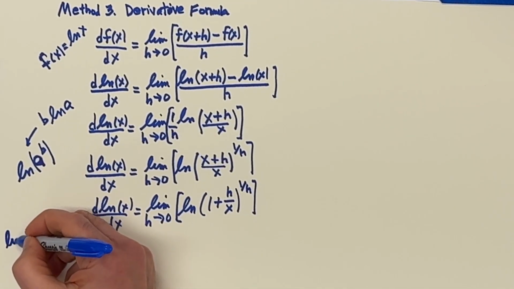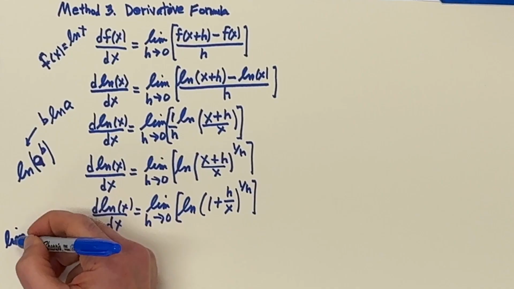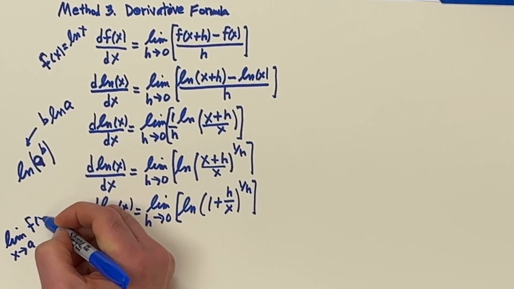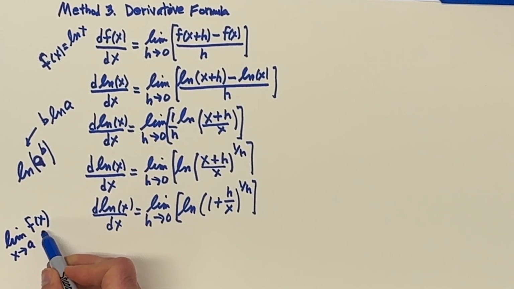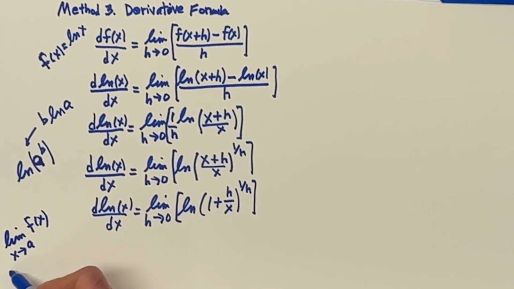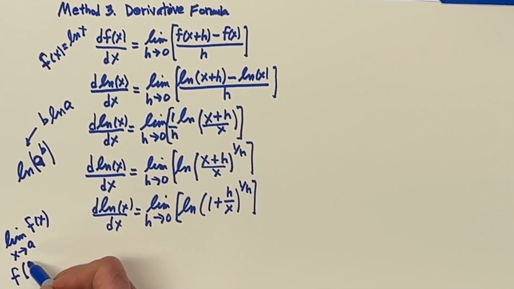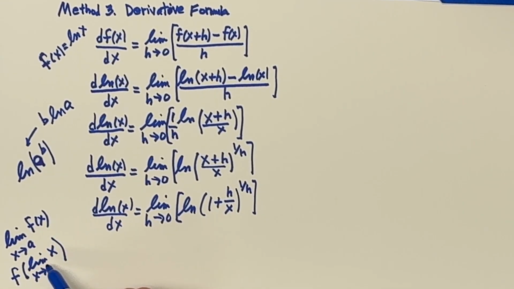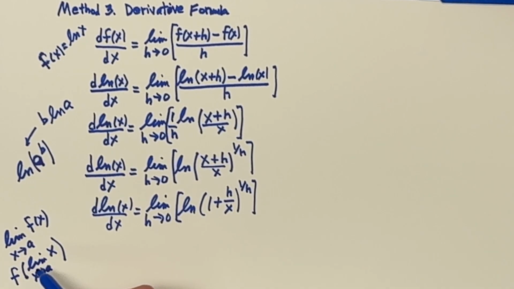Say if you have the limit as x goes to a of f of x, what we're saying here is that would be the same as f of the limit as x goes to a of x. In other words, we move the limit inside, and that is a reasonable thing.